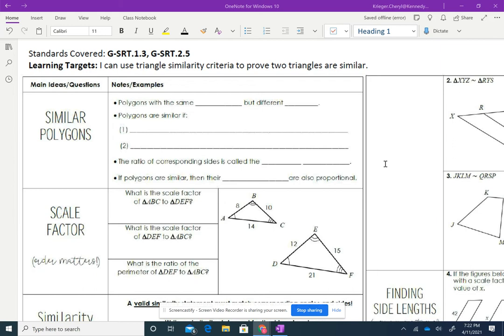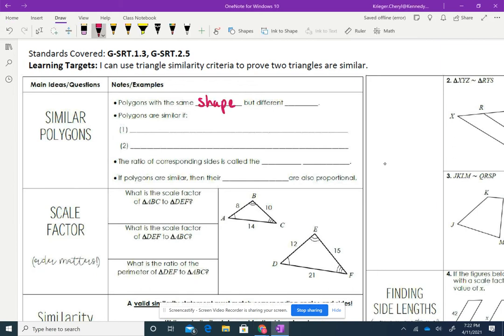Similar polygons we've already covered in bell work, but now we're going to learn them more in depth. So here we go. Similar polygons are polygons that have the same shape but different size. Polygons are similar if the corresponding angles are congruent and the corresponding sides are proportional.